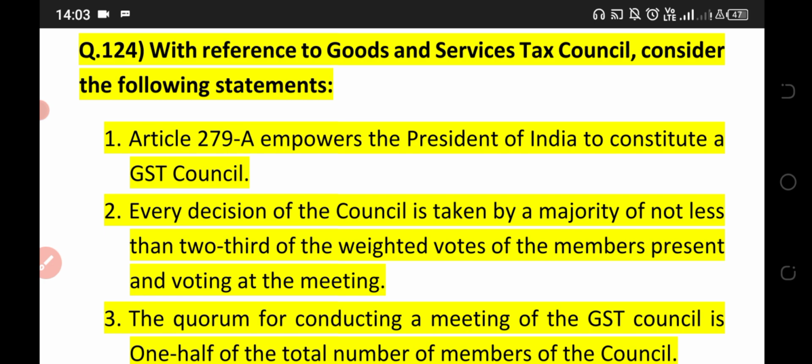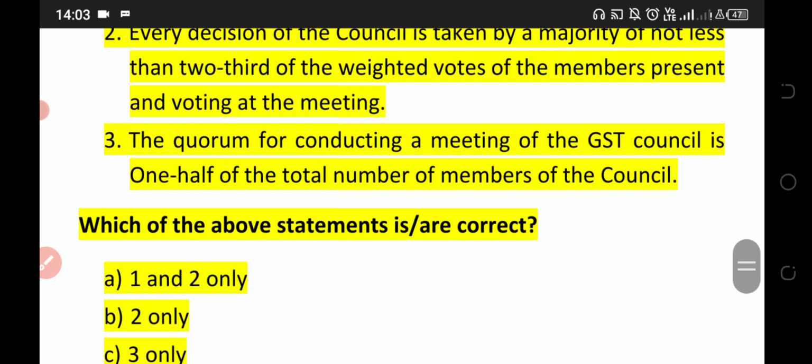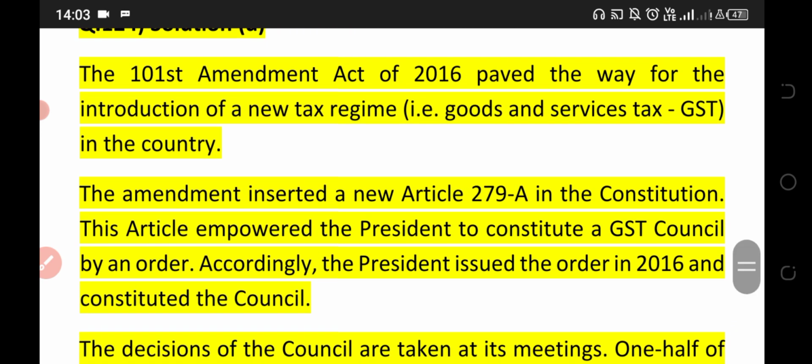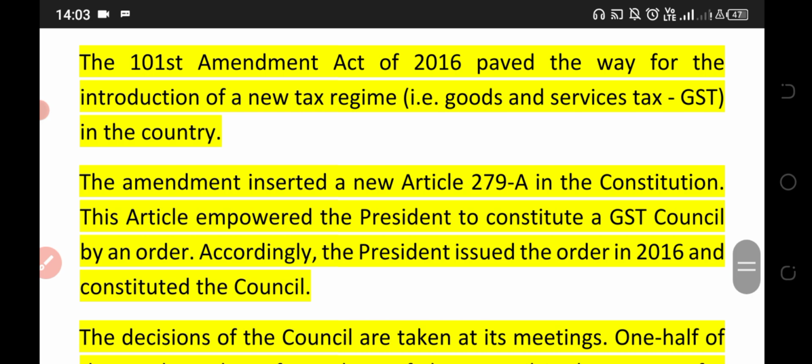Every decision of the Council is taken by a majority of not less than two-thirds of the weighted votes of the members present and voting at the meeting. The quorum for conducting a meeting of the GST Council is one half of the total number of the members of the Council. 1 and 2, and 1 and 3, only 1 and 3. 75% चाहिए किसी चीज को पास करने के लिए.